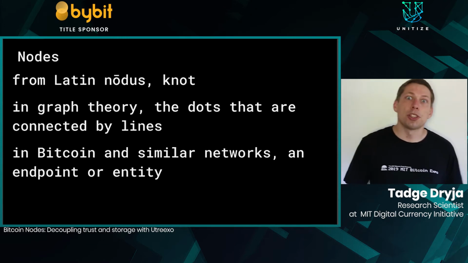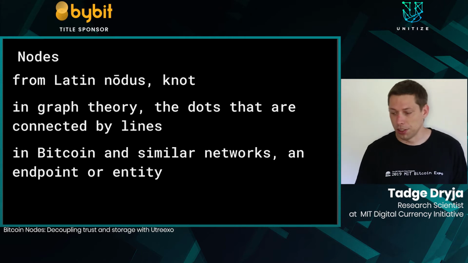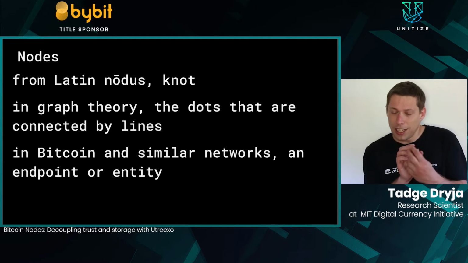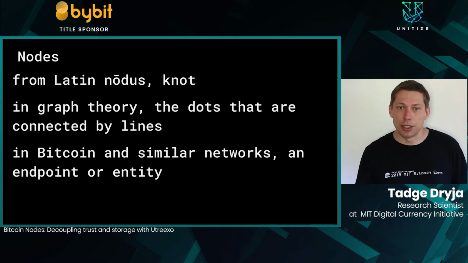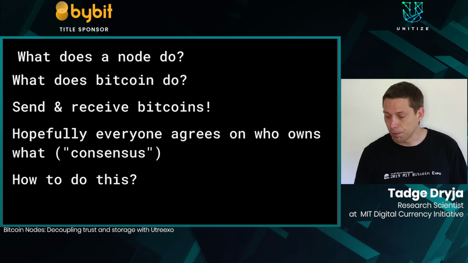So nodes, what's a node? Well, from Latin, nodus, knot. I don't know if that really applies, but in graph theory, it's the dots that are connected by the lines, right? These things in the middle. And in Bitcoin and similar networks, these are the endpoints. These are the computers running Bitcoin.